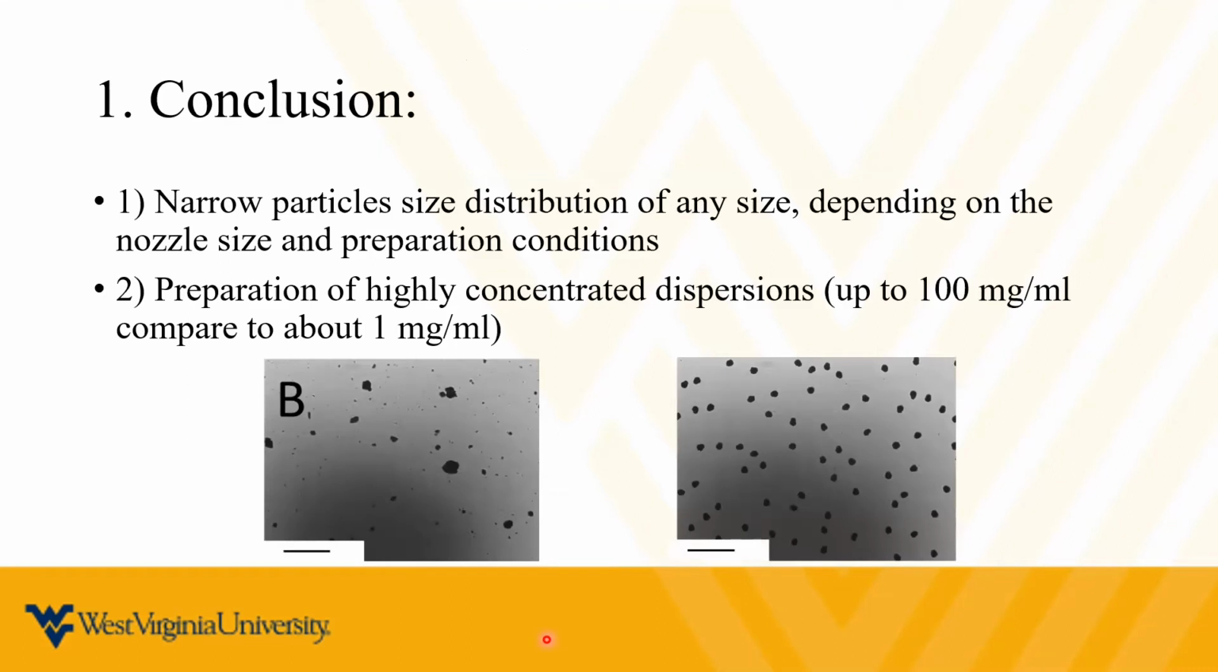In conclusion, the best way to fix the first problem of non-homogeneous particle size is with the use of microfluidic techniques. This results in a narrow particle size distribution, which can be set to any size by changing the preparation conditions, and it allows for the preparation of highly concentrated dispersions. This is evident in the picture on the right, where the particles were made using microfluidic techniques. The particles on the left were made the older way of sonication, where sound waves are used to create the particles.